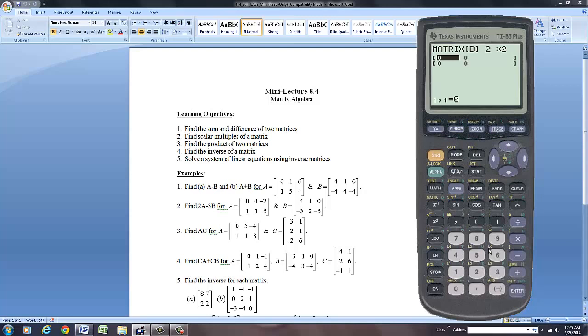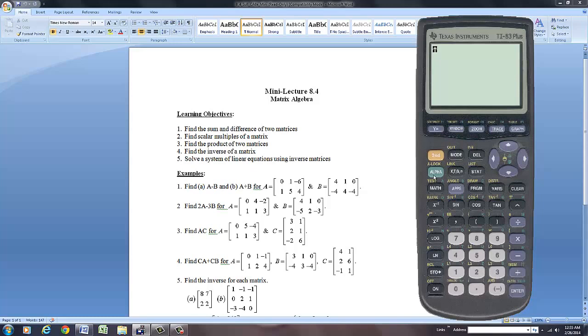Okay, enter the components. The first row would be 8, followed by enter, 7, 2, and 2. Okay, then we're out of this menu. Okay, now we're going to do this.